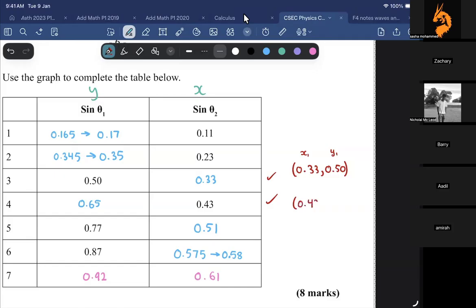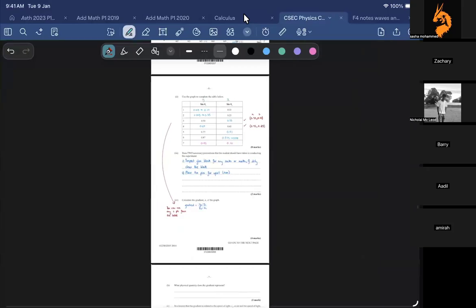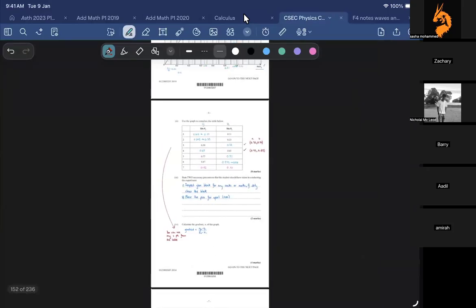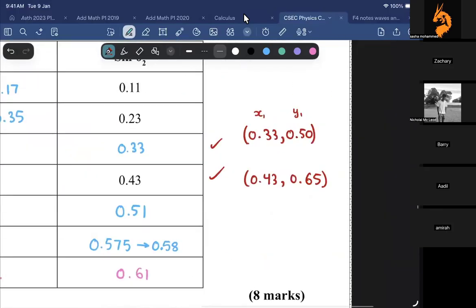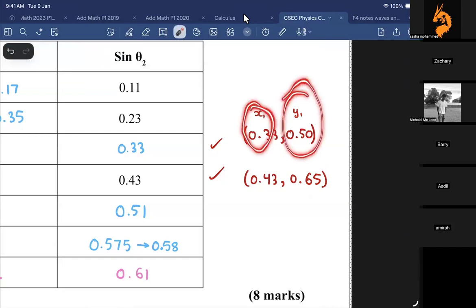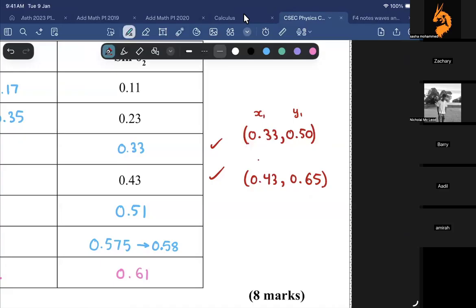0.43 and 0.65. Right. By the way, what past paper is this? This is either January or June 2014. Yeah, I can't tell you the specific month, but 2014. Right, and if we call this x1 and this y1, we call this x2, y2.